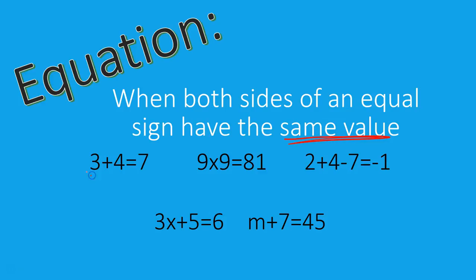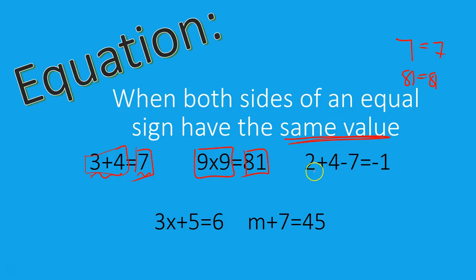Right here, and again, you're not writing these down, you have 3 plus 4, and that does equal 7, which is on the other side of the equal sign. They have the same value, but they don't look the same, and they don't have to. An equation is just saying that they have the same value. So this has the same value as this. 9 times 9 has the same value as 81. An equation doesn't have to look like 7 equals 7 or 81 equals 81. They just have to have the same value.